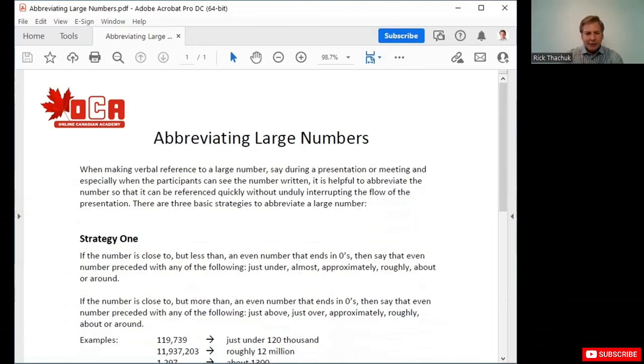Abbreviating large numbers. When making verbal reference to a large number, say during a presentation or meeting, and especially when the participants can see the number written, it is helpful to abbreviate the number so that it can be referenced quickly without unduly interrupting the flow of the presentation. There are 3 basic strategies to abbreviate a large number.